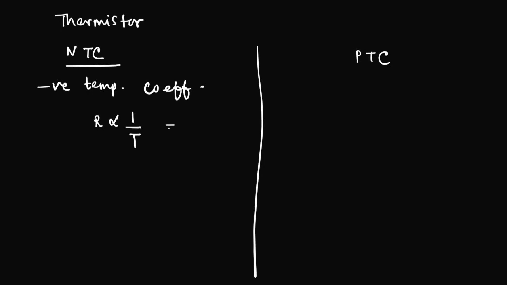Or I can simply say, when I put it in an equation, delta R, the change in resistance, is equal to K into delta T, change in temperature. Now the K is the negative temperature coefficient, if I say so. K will be the negative temperature coefficient. Okay, and this is the relation here. The temperature coefficient is negative. That's why the thermistor is called NTC.